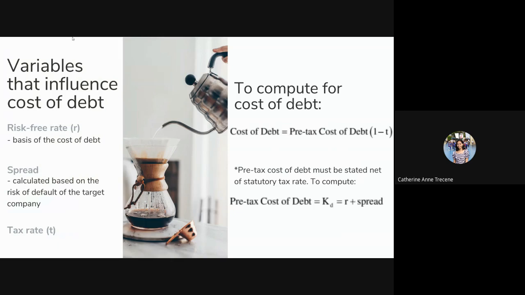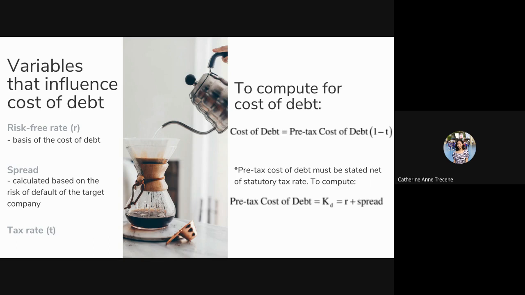So there are three variables that influence the cost of debt. We have the risk-free rate, or R, the spread, and the tax rate. Risk-free rate, again, is the basis of the cost of debt, or simply the interest an investor would expect from a risk-free investment over a period of time. The spread is the difference of yields calculated based on the risk of default of the target company. So typically, a higher risk means having a higher spread. And lastly, the tax rate, since interest expenses are tax deductible for the firm.